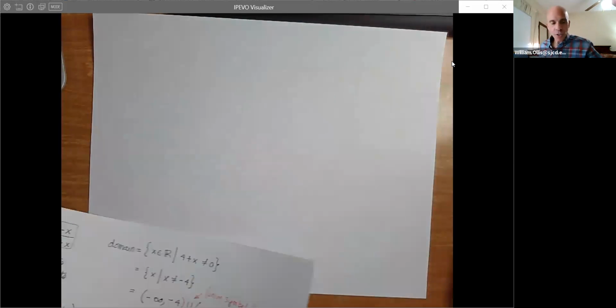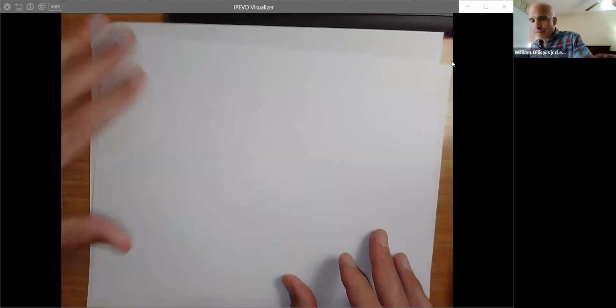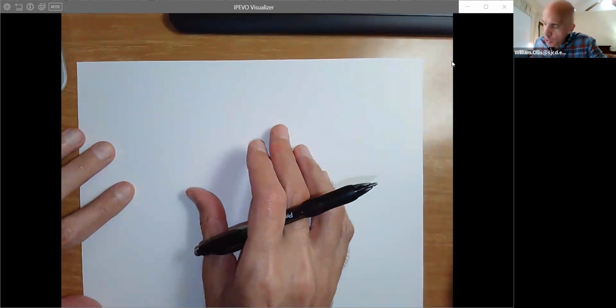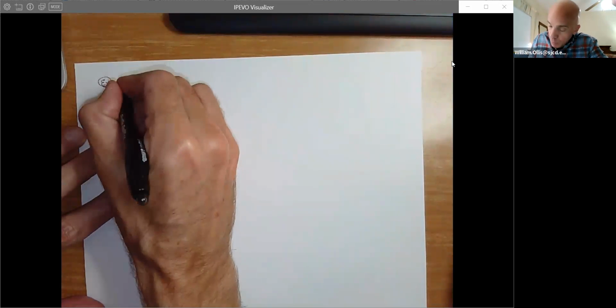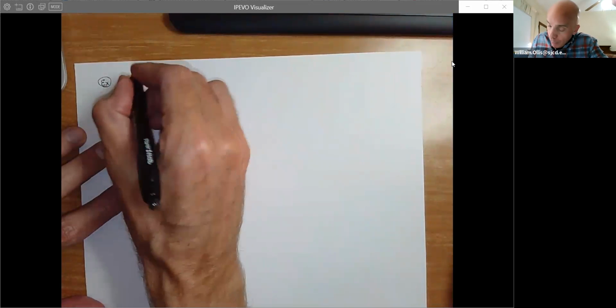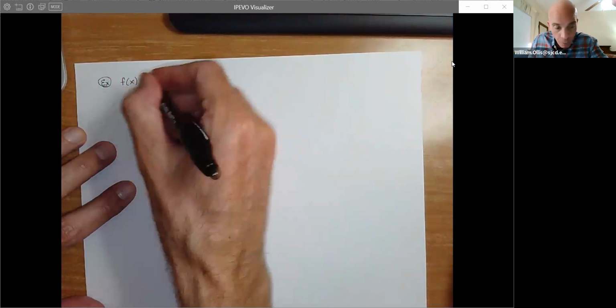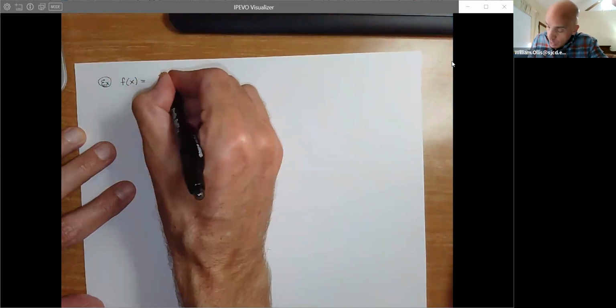Now, here's what I want you to do. I want us to get a little bit of practice with some algebra. Now, here's an example. Let's just go ahead and use the same function, and let's get some practice with some algebra, and then we'll go back and do another domain and range with a function that you know about.